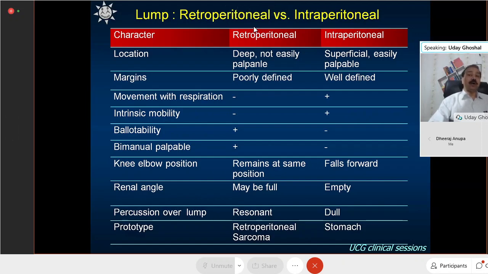It was falling forward in knee elbow. It was moving intrinsically very well. So this is an intraperitoneal lump. Percussion over a retroperitoneal lump is resonant, because retroperitoneal is behind the peritoneal reflection. I'll show you, and in front of that is the bowel, whereas intraperitoneal will be dull.